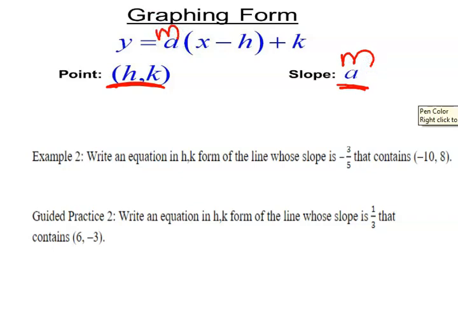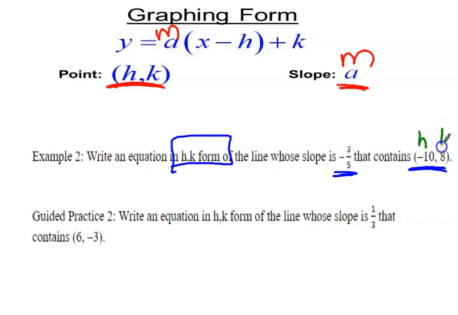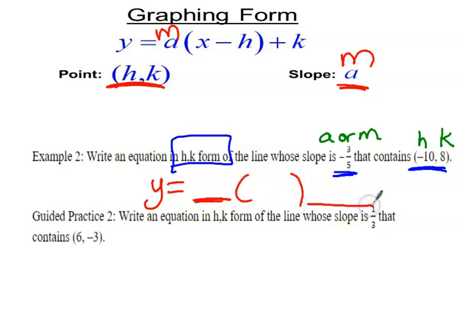All right, write an equation in HK form of the line whose slope is negative 3/5, and the point is negative 10, 8. So the point is HK, and then my slope is A or M, and I'm going to plug it in. So I have y equals, okay? And then I'm going to go from here. So y and the x don't change. The y and the x, these are part of the equation. Now I'm going to put in the rest of the information.